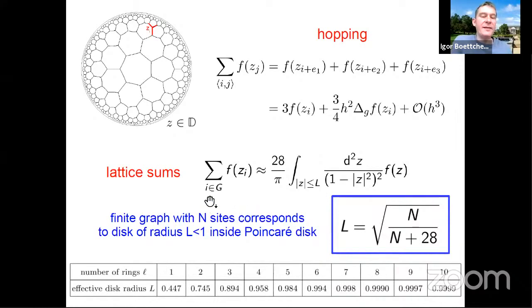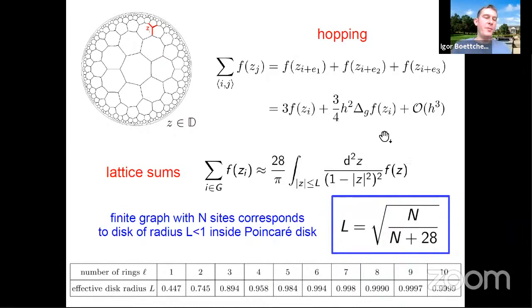The other thing I wanted to do is replace lattice sums by infinite integrals. That's a little more involved. Let me just tell you, if you sum a function over this graph, you can also just integrate this function with this interesting measure. And this is precisely the invariant measure I've shown you on the previous slide. And you have to restrict your Poincare disk to a finite radius capital L, which is smaller than 1. And the relation of this capital L with the number of sites n of the finite graph is this beautiful formula, which is just the square root of n over n plus 28. And I've shown you that this n grows exponentially with the graph diameter. So this is a number which is very close to 1. So here, if you have 1 to 10 rings, this effective disk radius, capital L, quickly goes to unity very closely, but never quite approaches it. So even if you have an infinite lattice, you wouldn't really reach the boundary.